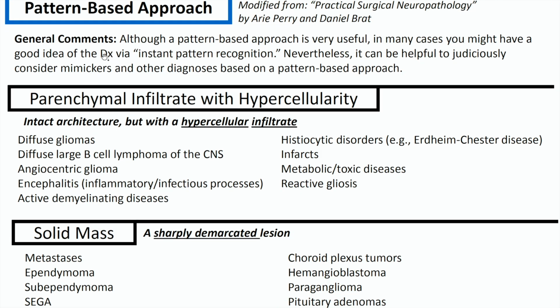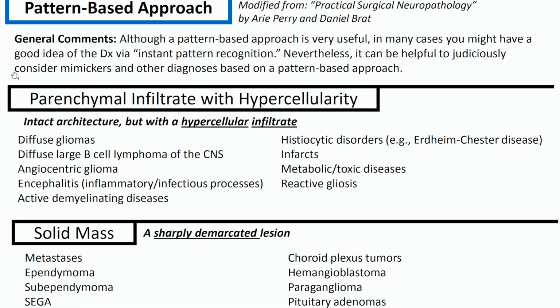And then lastly, at the very end, I would recommend going over this pattern-based approach from Dr. Perry and Dr. Bratt. It's modified from the book Practical Surgical Neuropathology. So some general comments. Although a pattern-based approach is very useful, in many cases you might have a good idea of the diagnosis via instant pattern recognition. Nevertheless, it can be helpful to judiciously consider mimickers and other diagnoses based on a pattern-based approach.